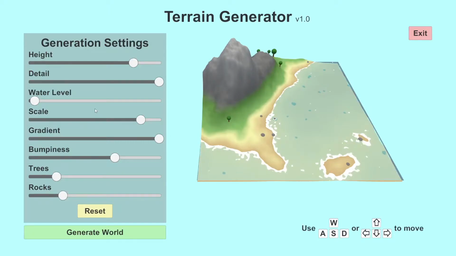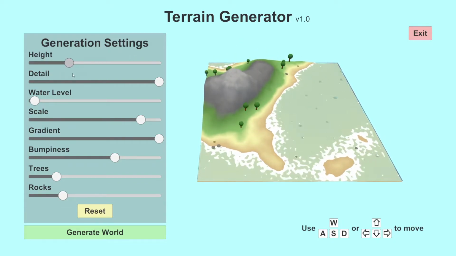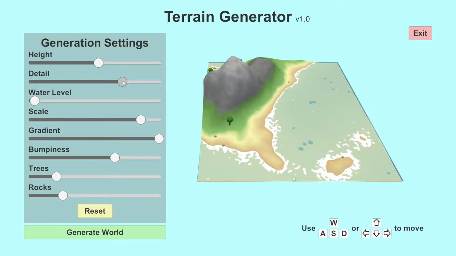So let's go back to the generation settings and we can go through what each one does. Starting with height, this is a multiplier which affects the relative height of each vertex on the mesh. Detail, this determines how many layers of Perlin noise make up our fractal noise.